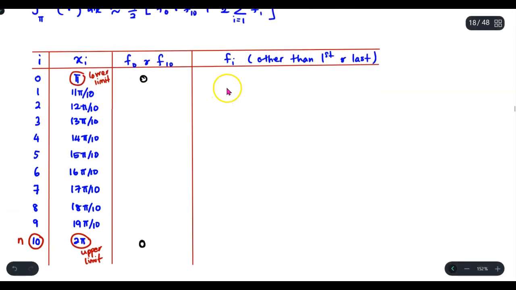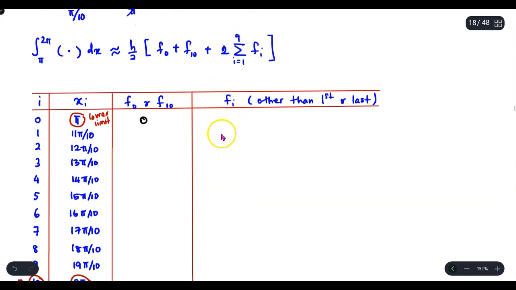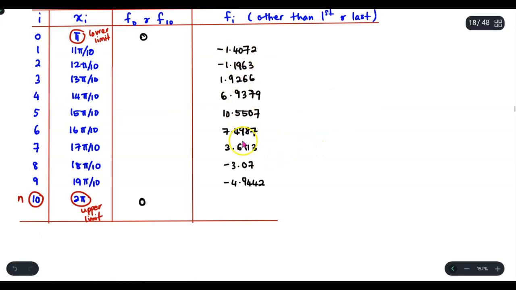Now the remaining. So f1 here, basically you substitute your x with 11 pi over 10, and so on and so forth. For every x that you have here, you need to get the corresponding f. I just give you the values here, but make sure you do it on your own and make sure you have the same ones. Alright, so these are all the values of fi. You should have that.